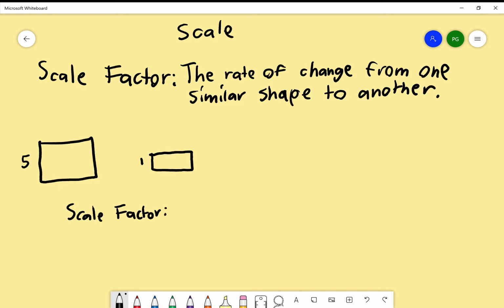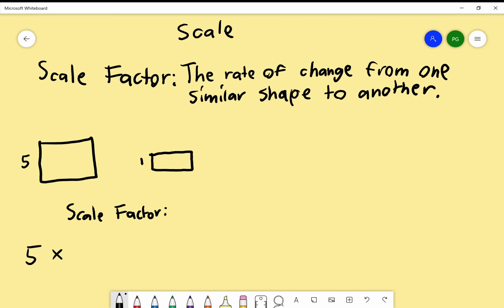Now, your first instinct here is to say, Mr. Pearson, I know this. 1 times 5 is 5, so my scale factor is 5, right? Wrong. Please remember, you read from left to right. Your initial shape is the one on the left.